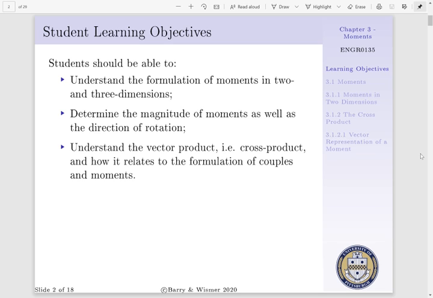Lastly, you should be able to understand the vector product, which is also known as the cross product, and how it relates to the formulation of both couples and moments.